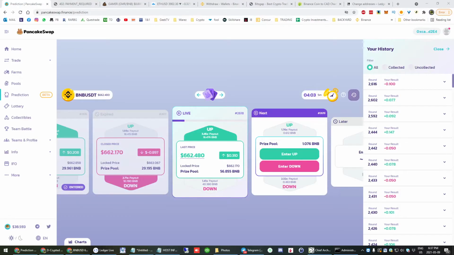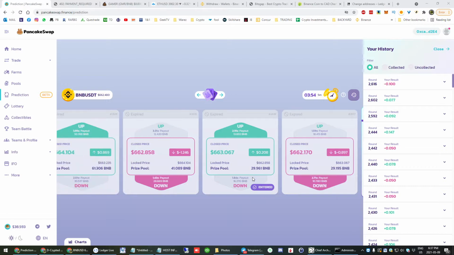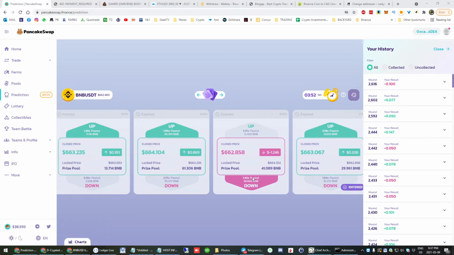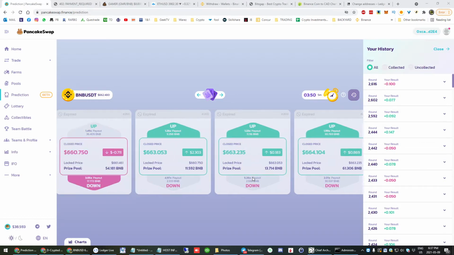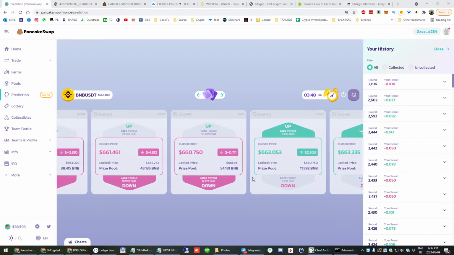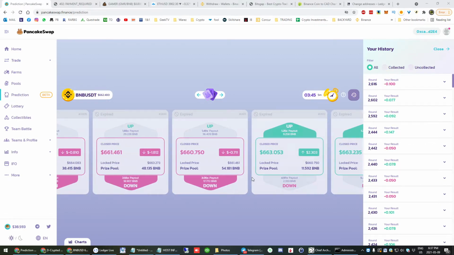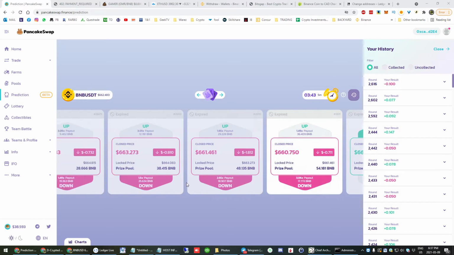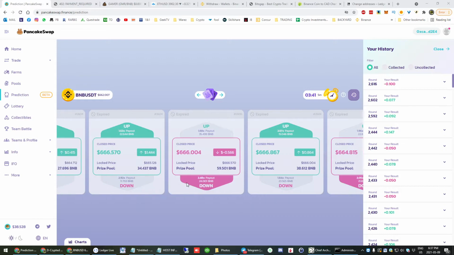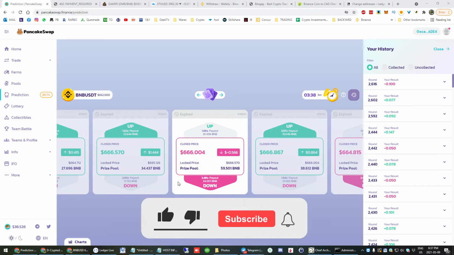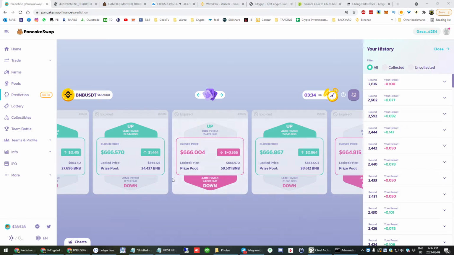Hey guys, today I'm going to do a more detailed video of prediction on PancakeSwap, and I'm going to talk to you guys about the technical analysis that I'm doing and how I'm getting into these positions, by using which indicators and what kind of analysis on the charts. Along with that, I'm going to show you guys a martingale strategy and how to use that effectively to accumulate BNB using prediction.